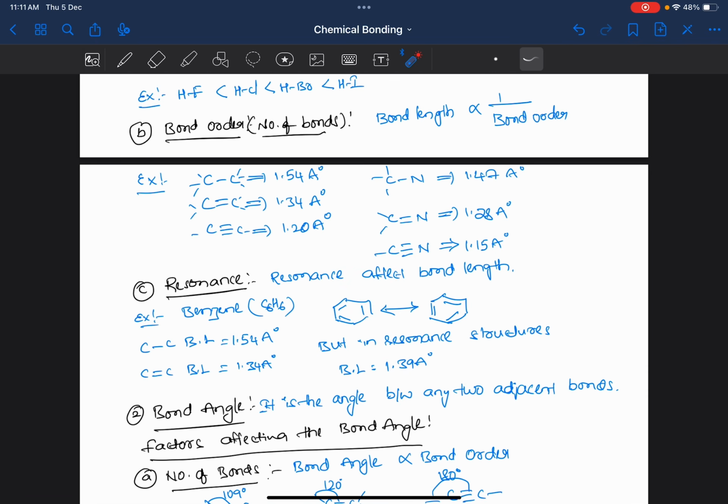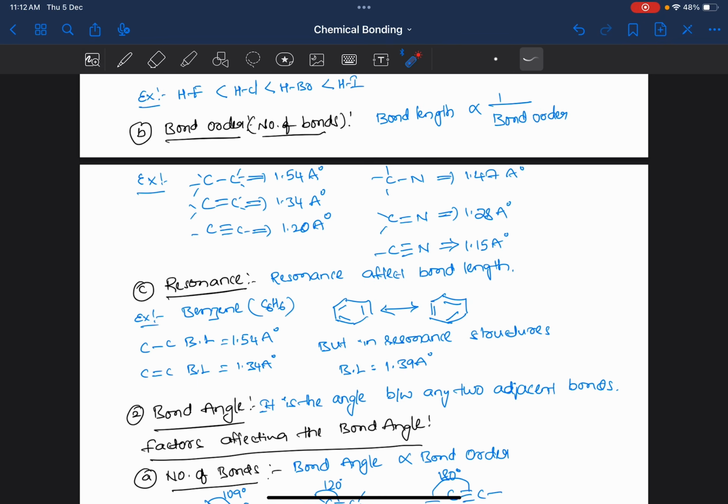But the bond length between two carbons in the resonance structures of benzene is equal to 1.39 angstrom. This bond length is not equal to the bond length of single-bonded carbons or of double-bonded carbons. It is in between these two values.